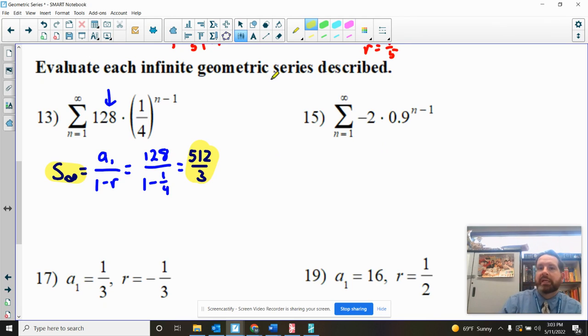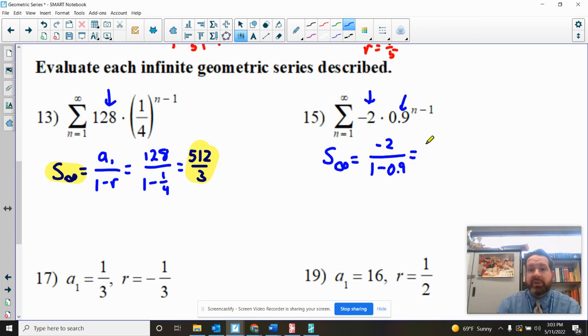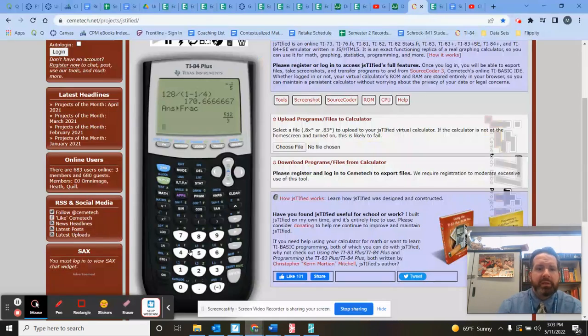Good work. Next up, same thing. The infinite sum will be your first term divided by 1 minus your common ratio. If you want to do some work in your head, that's okay. 1 minus 0.9, well, it's just 0.1. And dividing by 0.1 is the same as multiplying by 10. This sum should end up being negative 20. I do recommend a calculator check, this being the 21st century and all. So negative 2 divided by 1 minus 0.9 equals, look at that. We end up with that negative 20.